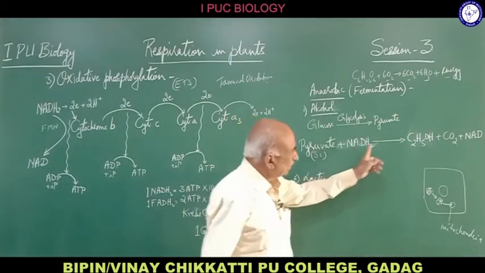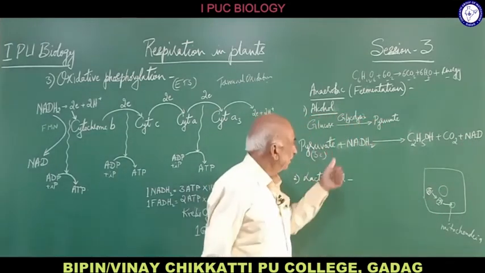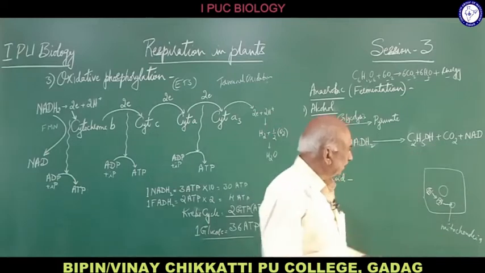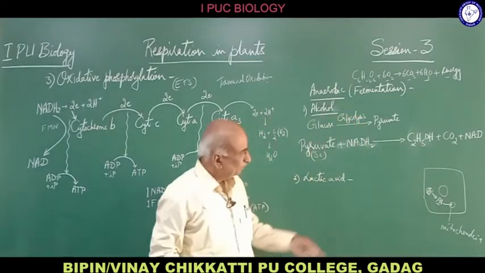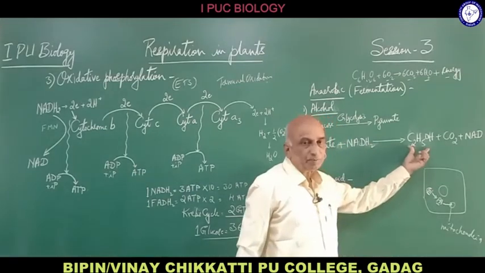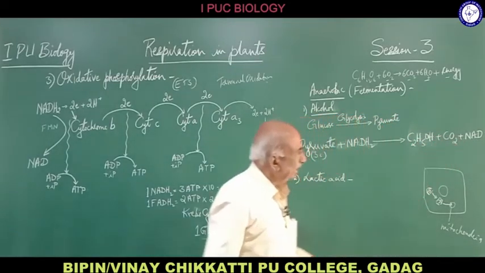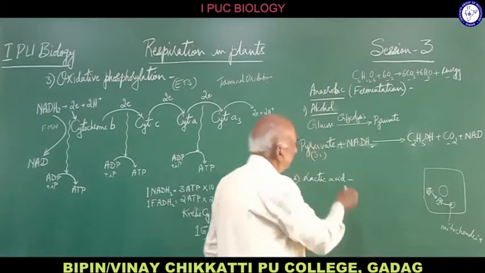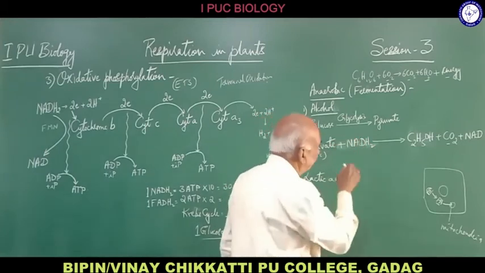So NADH2 is oxidized to NAD. Pyruvate is reduced. The electrons of the NADH2 are accepted by pyruvate, and there is decarboxylation. So the 3-carbon compound forms a 2-carbon compound. That is in the case of alcoholic fermentation. Ethyl alcohol is produced as the product in this reaction, and CO2 is released. There is decarboxylation and reduction. So pyruvate undergoes reduction and decarboxylation. That is in alcohol fermentation.